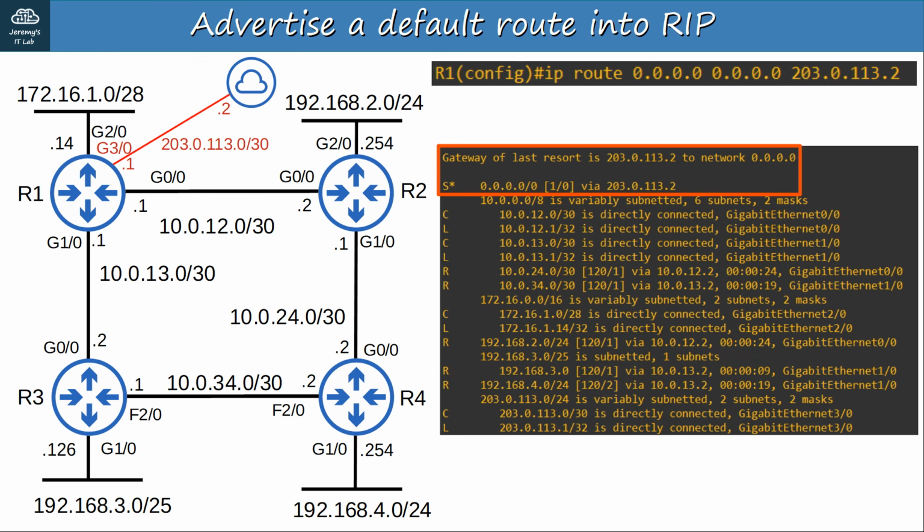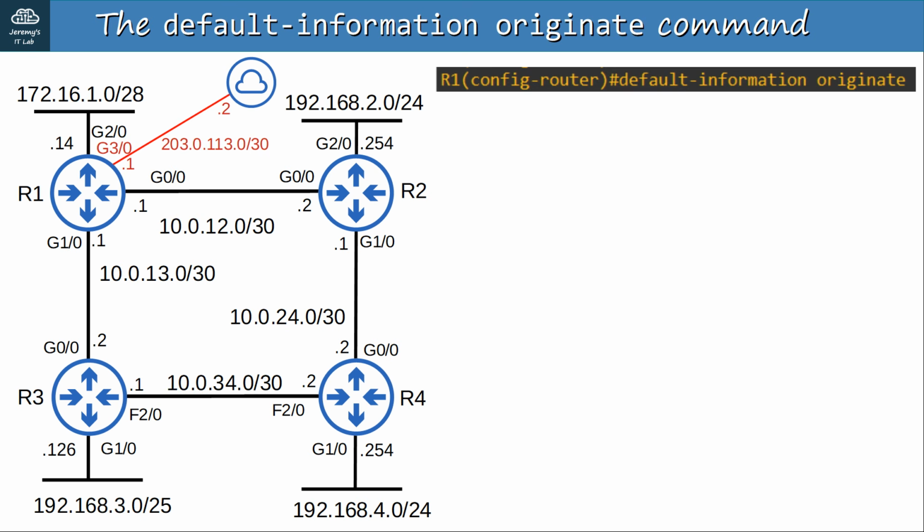Now, I want to use RIP to tell R2, R3, and R4 about this default route, so that they can reach the internet as well. The command to share this default route into RIP is default-information originate. Again, the command is done from RIP configuration mode. Now that I have entered this command, R1 will advertise the route to R2 and R3, and they will then advertise it to R4. Let's just check the routing table of R4.